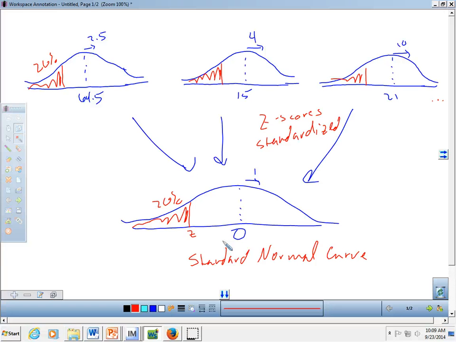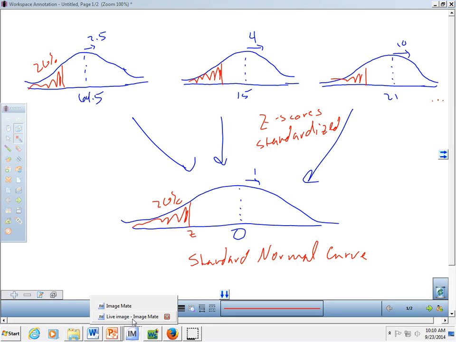And why is that important to us? Because now, instead of integrating 3 or 4 or an infinite number of times, because we have different means and standard deviations for different distributions, all we have to do is integrate once. And when we integrate once, it will take care of any other normal distribution out there. All we have to do is convert back and forth between actual values and z-scores. And we've talked about how to do that already, right? Luckily for us, someone has done all of that integration for the standard normal curve already.